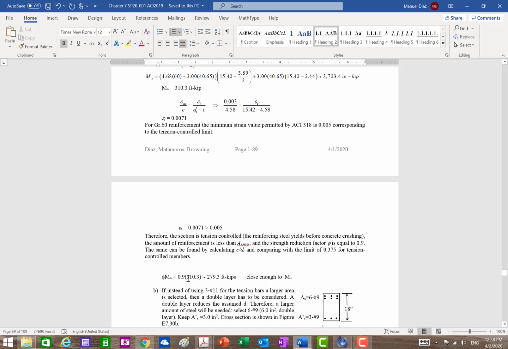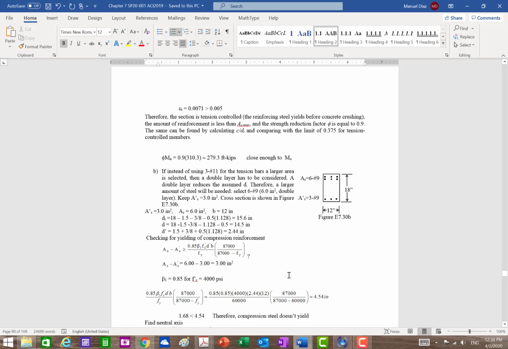We find the moment. The moment didn't quite work. I mean, it's close, but not quite, right? We needed 280, it's 279. I would say probably right, but some lawyers may not. So let's see what happens if we don't use the 3 number 11s and we actually do 6 number 9s.